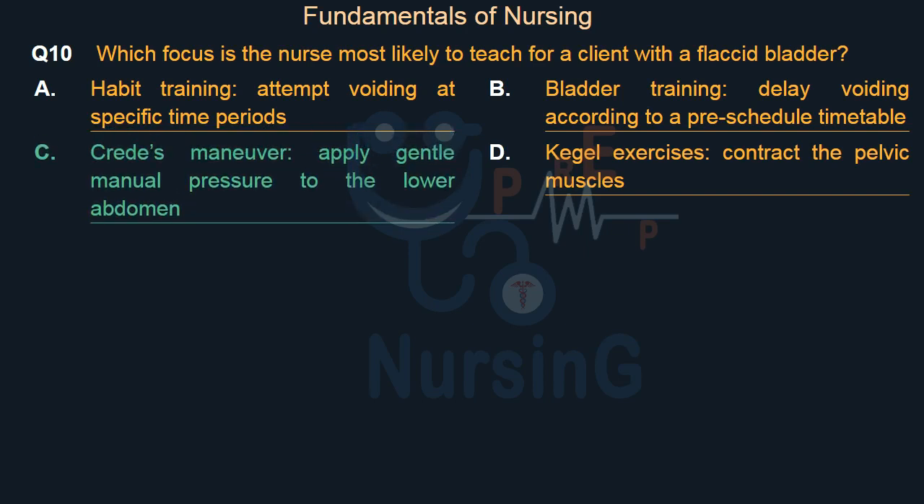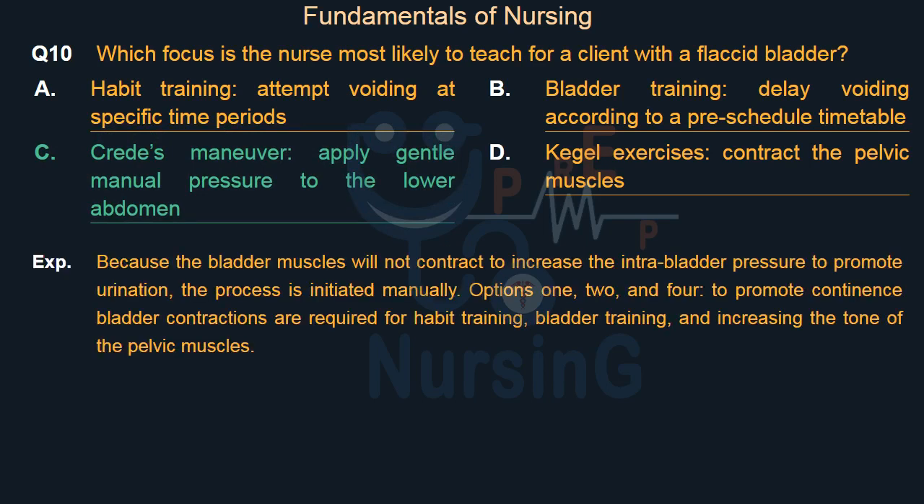Credé's maneuver, apply gentle manual pressure to the lower abdomen. Because the bladder muscles will not contract to increase the intra-bladder pressure to promote urination, the process is initiated manually. Options 1, 2, and 4: to promote continence, bladder contractions are required for habit training, bladder training, and increasing the tone of the pelvic muscles.